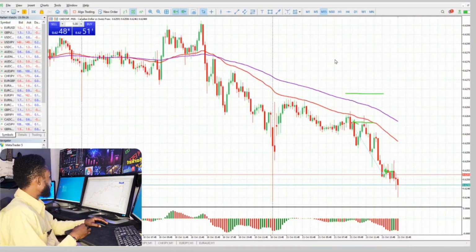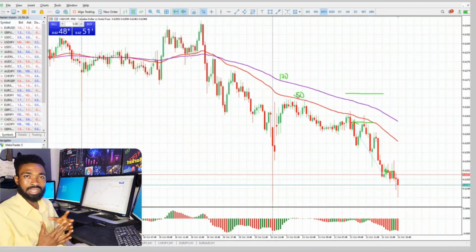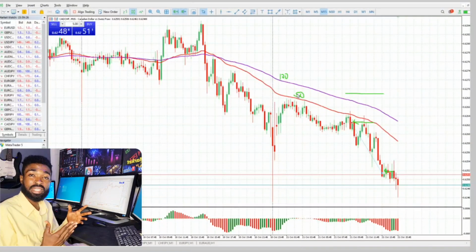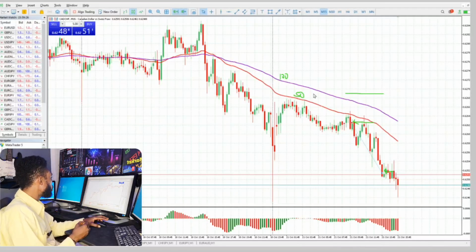You could see that there are two moving averages on my chart. This is the 100 moving average, and this is the 50 moving average. You can also add 20, but you know that I always like to keep my chart simple. Sometimes it's not about how many indicators are on the chart, but about simple things you can see through. Okay, so this is the 50 moving average.